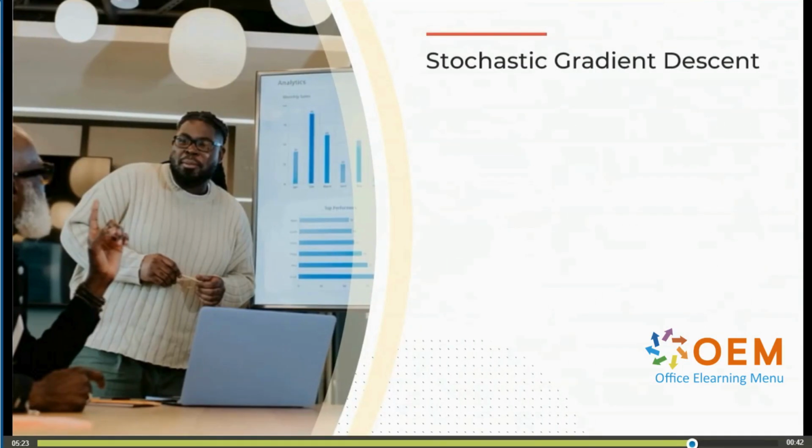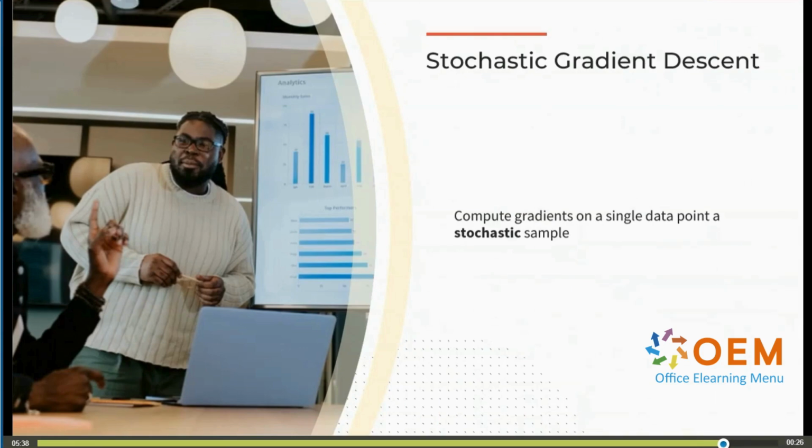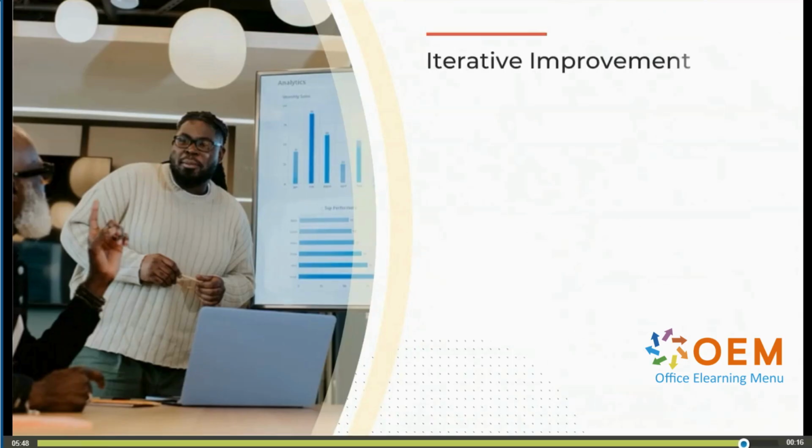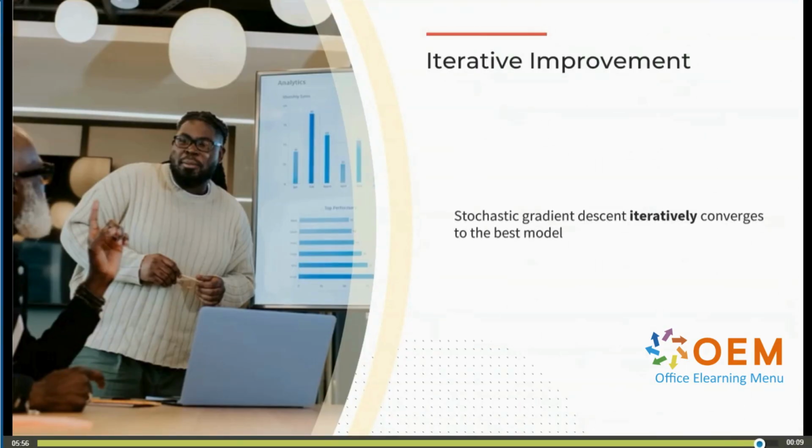This is the classic gradient descent algorithm, and stochastic gradient descent is one variation of this algorithm. Instead of calculating the gradient on the entire dataset, which can be computationally expensive, SGD computes the gradient on a single randomly selected data point at each step. This single data point is often referred to as a stochastic sample. By selecting one data point at a time to compute gradients and walk down the mean square error slope, stochastic gradient descent iteratively converges to the best model.